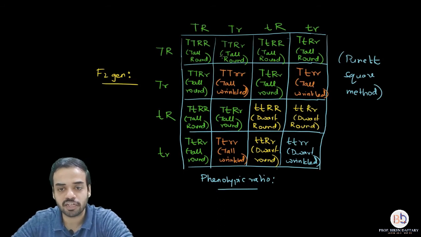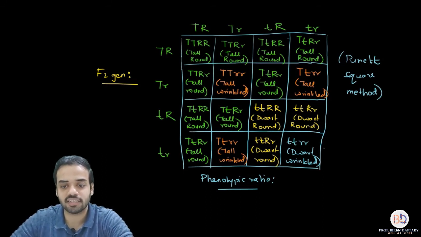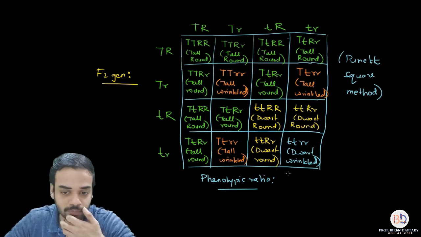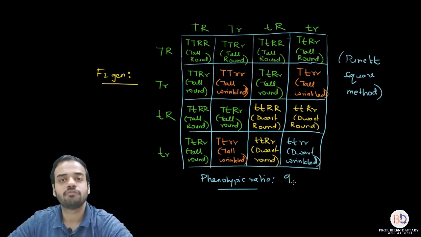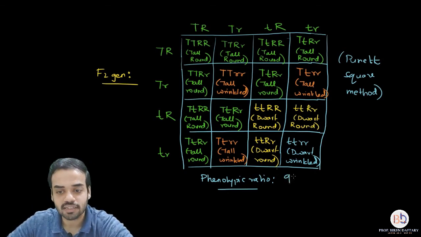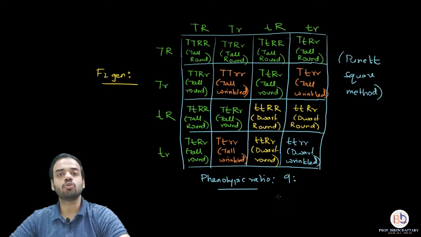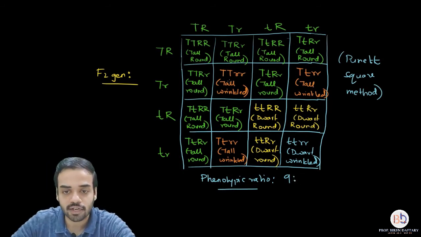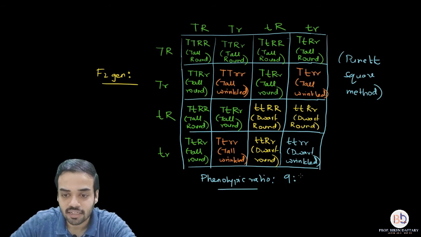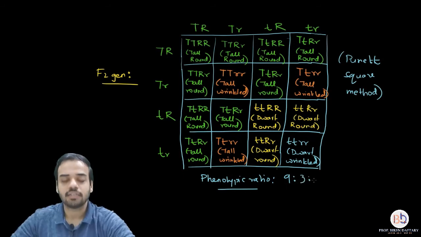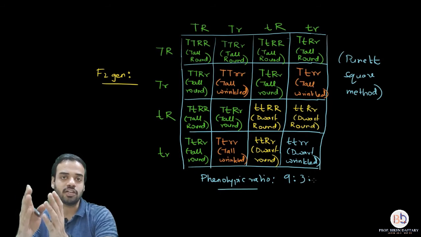If you count, we have got 4 plus 2, 6 plus 3, 9. So the phenotypic ratio is going to be 9, which are tall round plants, right? Then we go to tall wrinkled plants. So tall wrinkled plants are how many? There are 3. So 9:3. Now we have finished all the phenotypes having tall.